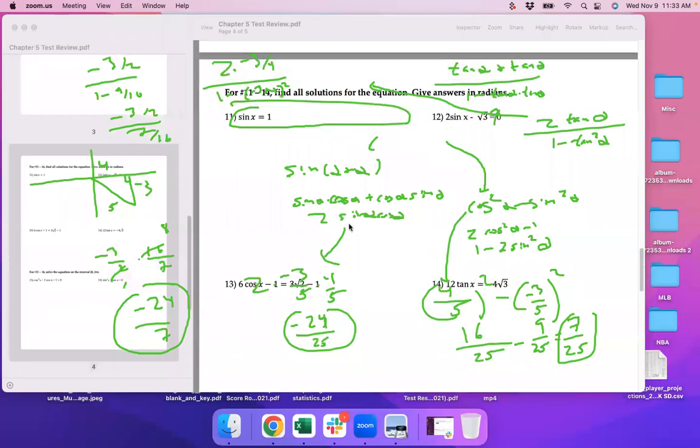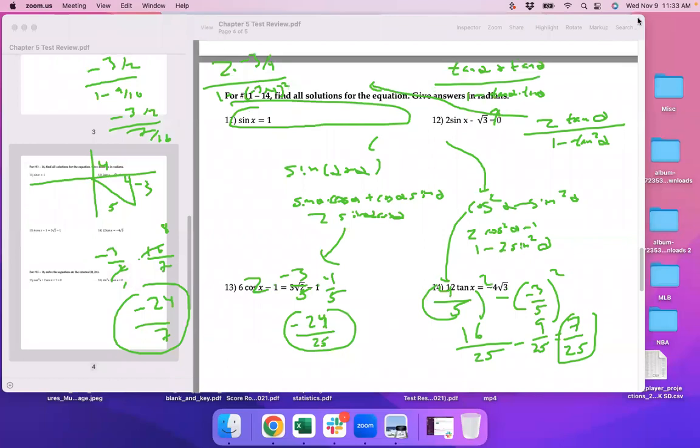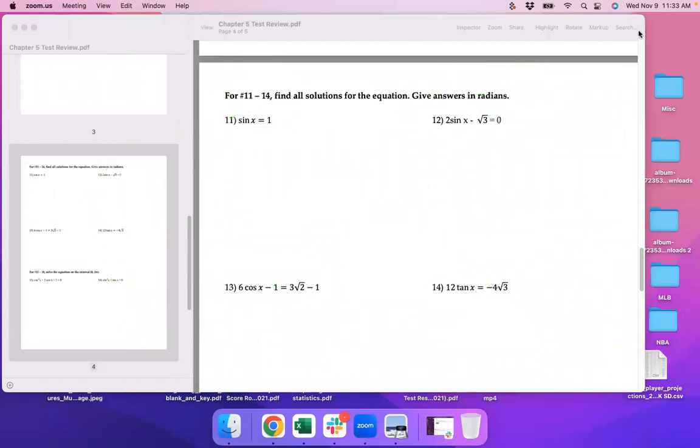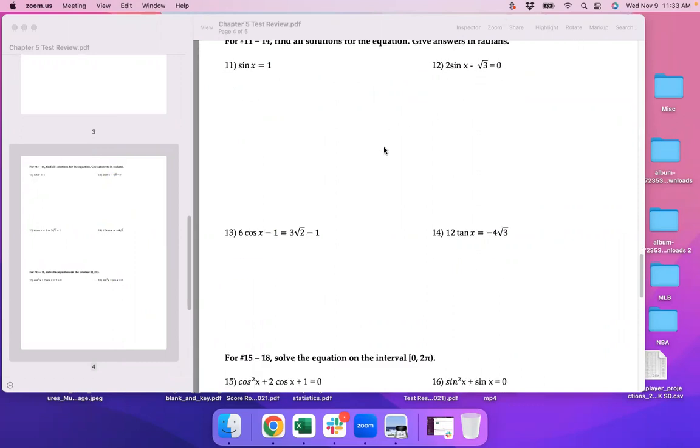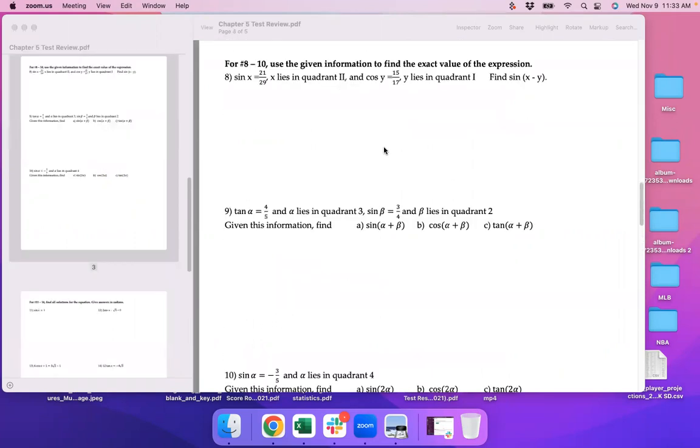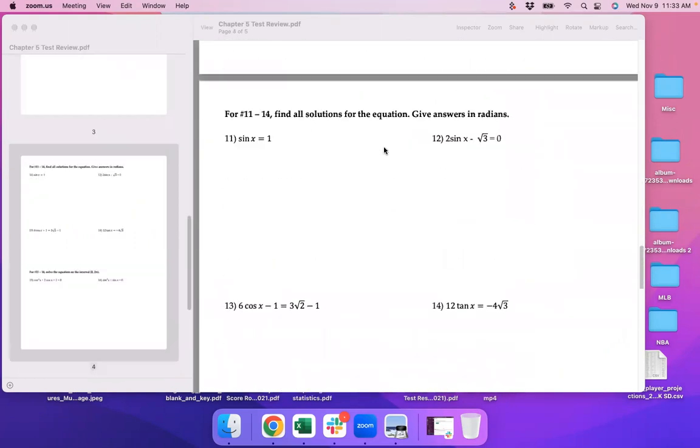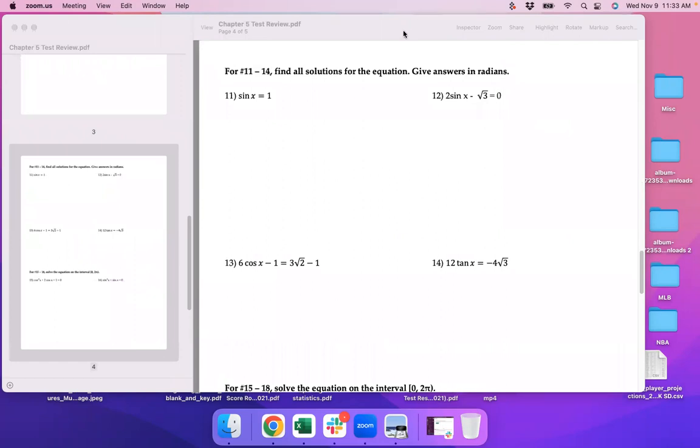Okay, so these problems should be faster because you're not having to resort to these formulas that we did for the identities or the problems where you're given information about what angles in what quadrant and trying to find all these sum formulas or difference formulas or double angle formulas. So this one's pretty straightforward, and you have to find all solutions. So it's going to be a general solution.